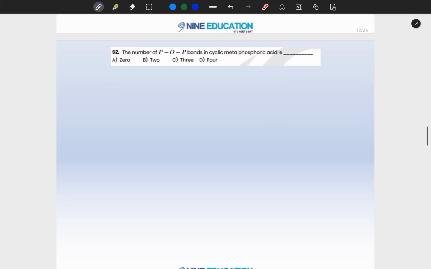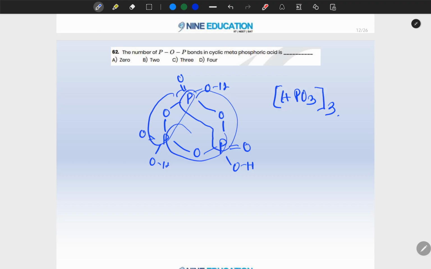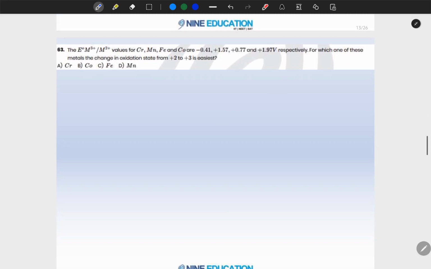Number of P-O-P bonds in cyclic metaphosphoric acid. Now this is the structure of metaphosphoric acid: OH, double bond O, OH. Sorry again, so this will be single bond O, double bond O, OH. This is the condensed molecular formula of cyclic trimetaphosphoric acid. Clearly we can see there are 3 P-O-P bonds, and that's why C should be the correct answer. Let's proceed to the next question.